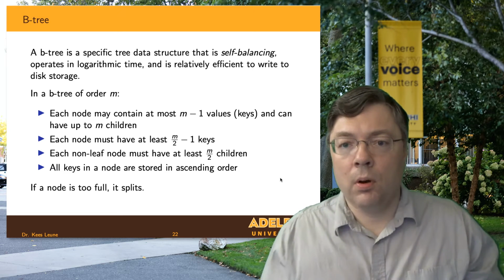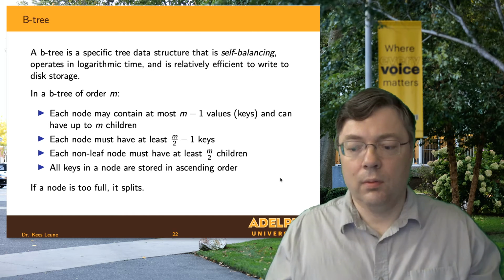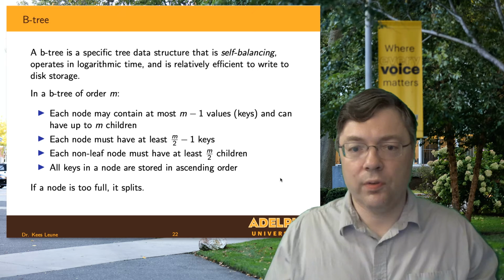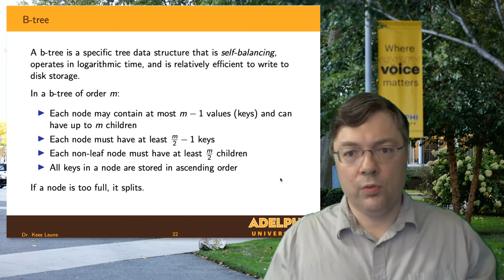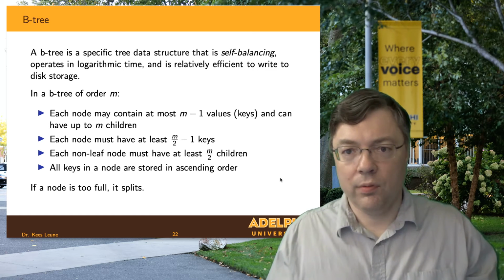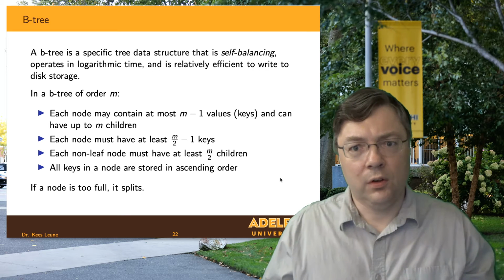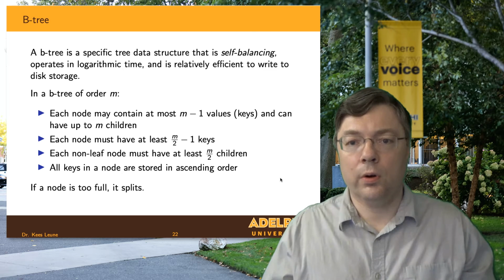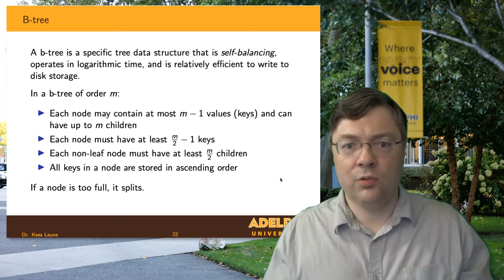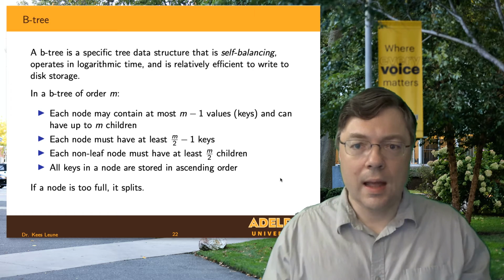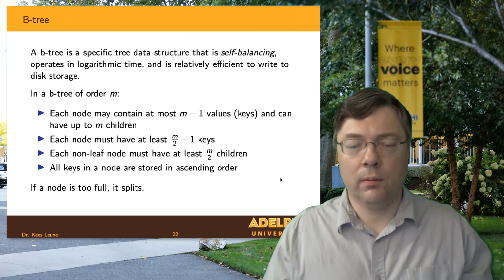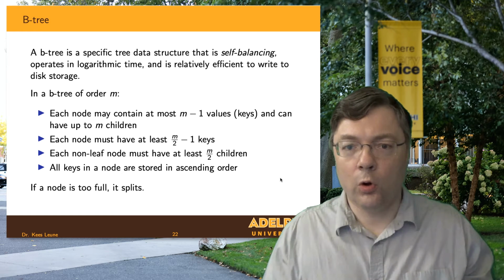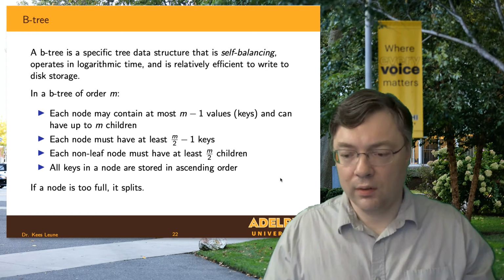There's also a minimum number of values that we have: m over 2 minus 1. So 2.5, and 3 of order 5 divided by 2 is 2.5. Minus 1 is 1.5. Now I can't have 1.5 values, so I need to have at least 2 values in there. Which means that if I have a tree of order 5, each node has to have at least 2 values, and at most 4 values in it. Footnote, that's true for all nodes except the root. The root can have fewer values in it.